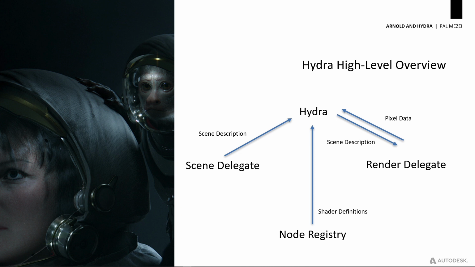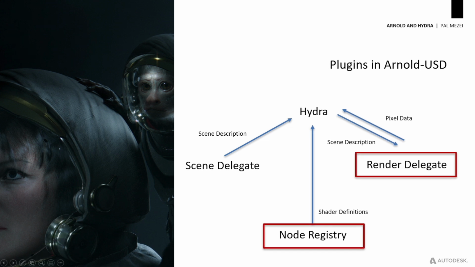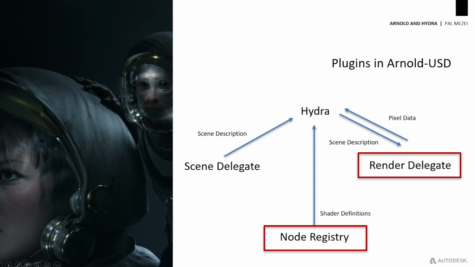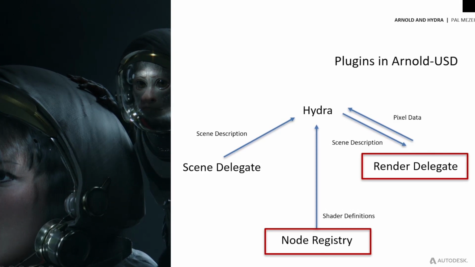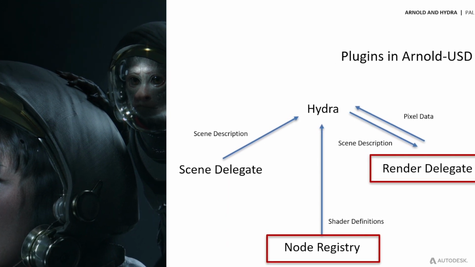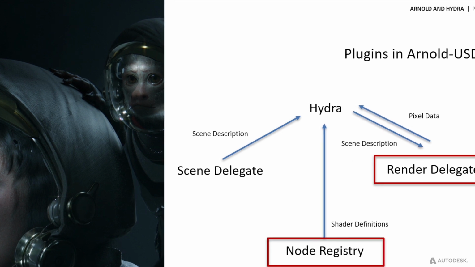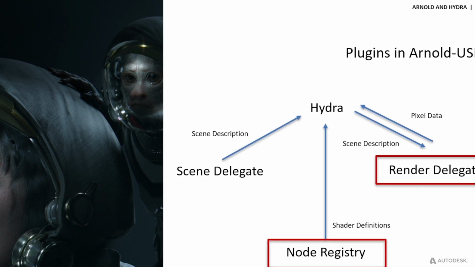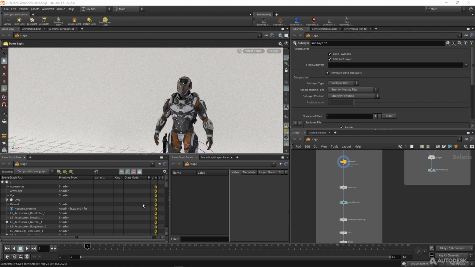There are some other tools used to make this possible, for example, the node registry, which tells Hydra what shaders are available. We provide a render delegate and the node registry plugin in Arnold USD. The render delegate is using the Arnold core to render the Hydra scene description and return the AOVs requested. The node registry plugin generates a set of shader definitions, each representing an Arnold shader, containing the default parameter values and metadata. A great example of using Hydra is Solaris, Houdini's lighting and scene assembly tool based on USD. Solaris recognizes our render delegate and the node registry plugin from Hydra, so it can compose Arnold renders over the OpenGL viewport.